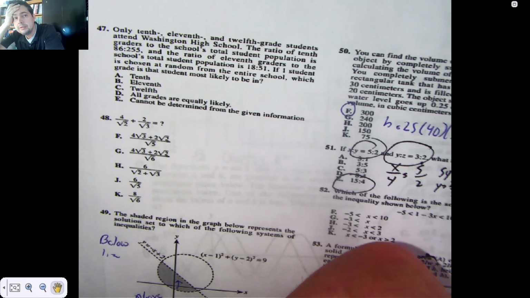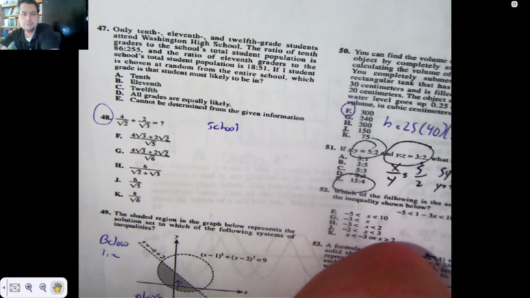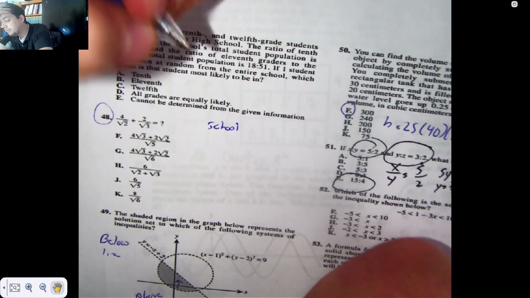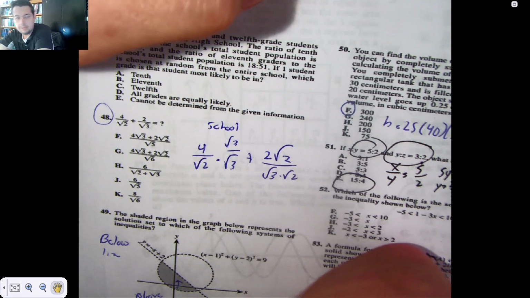The ratio of 10th graders to the school's total population is 86 to 255. So that means we have a school population. Oh, I skipped this one. I don't know why I skipped that one. Oops. So 4 over root 2 plus 2 over root 3. What you're supposed to do is you're supposed to unify the denominator, which means you would multiply, obviously, this guy by root 3, and you would obviously multiply the other guy by root 2, because that would give you a common denominator of root 6.